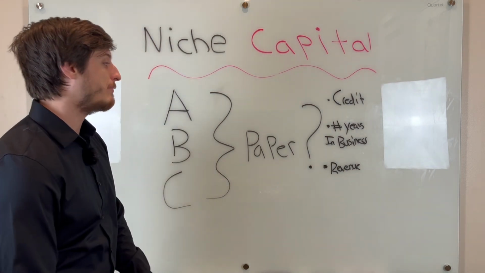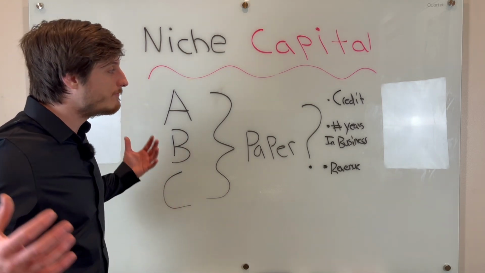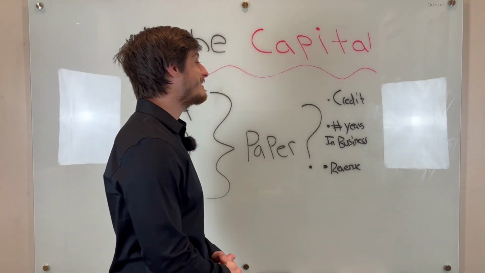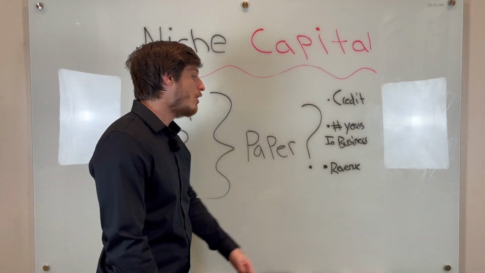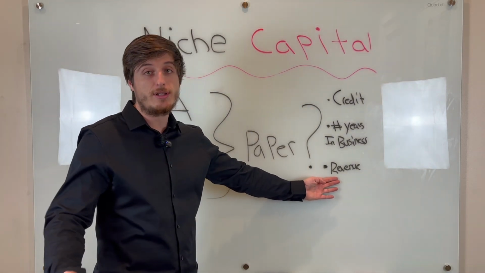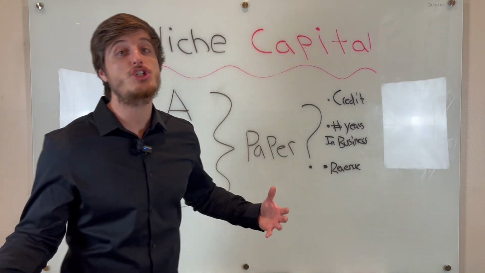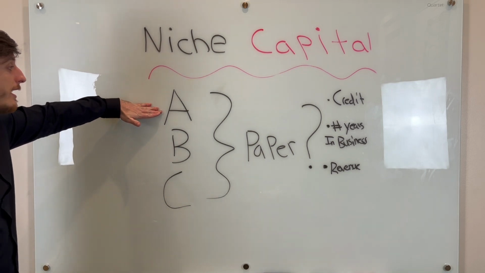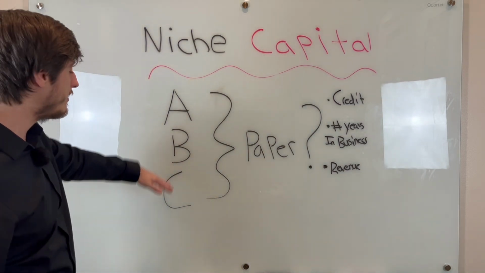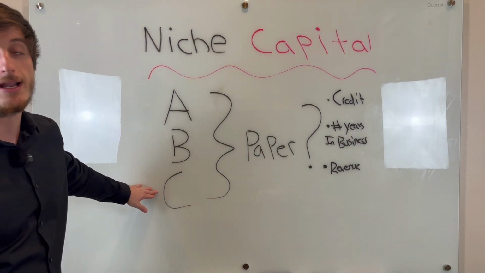Moving on to a C paper client. What is a C paper client? Well, again, you can probably guess. It's a client that doesn't have the best credit, hasn't been in business that long, or doesn't have really that strong of revenues, or a combination of all three. Now, you can get financing if you're an A paper client. You can get financing if you're a B paper client. You can also get financing if you're a C paper client.